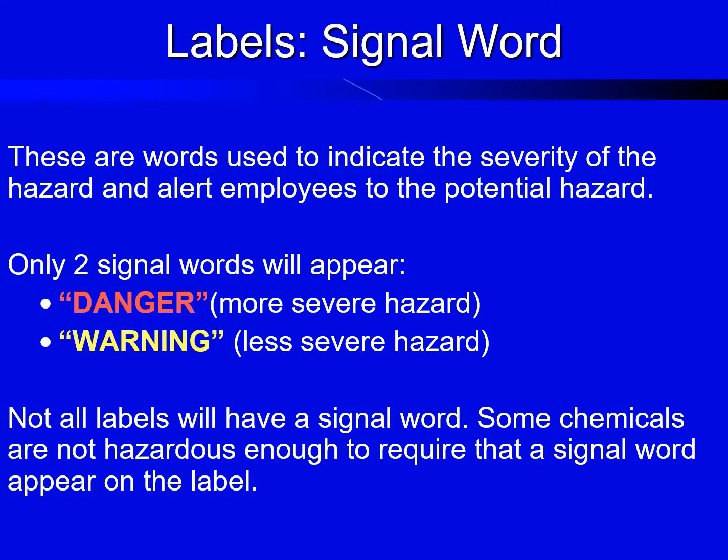Labels, signal words. We identified that on the previous slide. These are words used to indicate the severity of the hazard and alert employees to the potential hazard. Only two signal words will appear. It's either danger, more severe hazard, or warning, less severe hazard. And the label that we identified a couple previous slides had danger. Not all labels will have a signal word. Some chemicals are not hazardous enough to require that a signal word appear on the label.